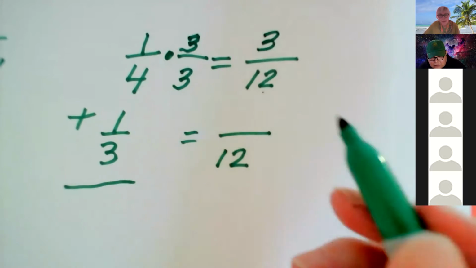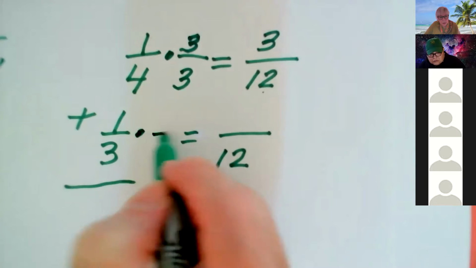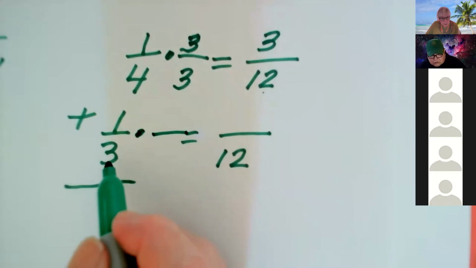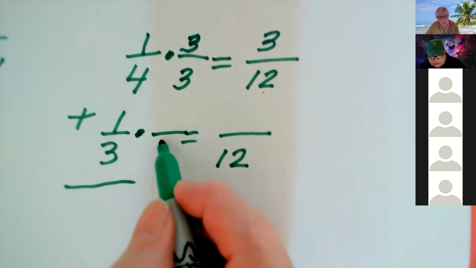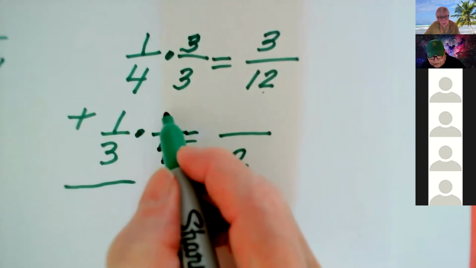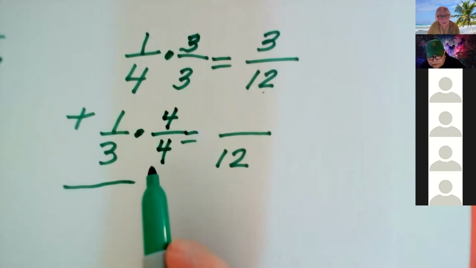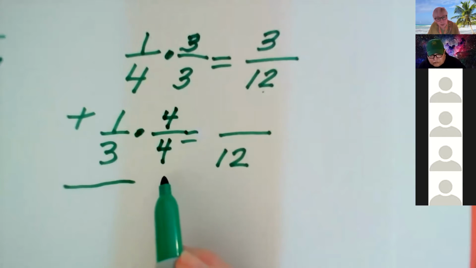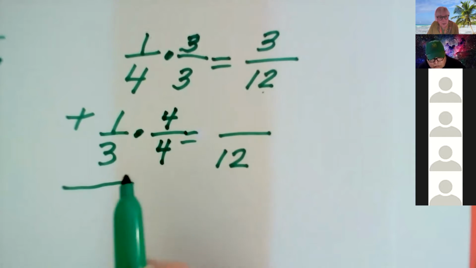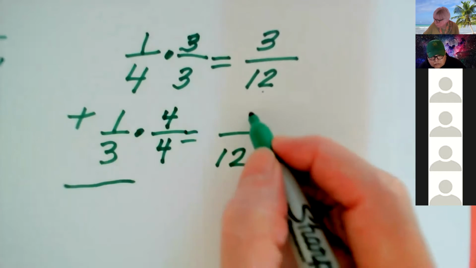We've already done this making equivalent fractions. In this particular problem, I've got 3 that needs to be a 12. And so the factor that we need is 4, and so it's 4 over 4. So this technique will work here and also in algebra. So this is why I'm teaching it this way. 3 times 4 is 12. 1 times 4 is 4.